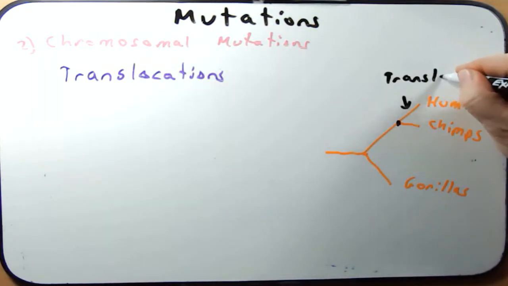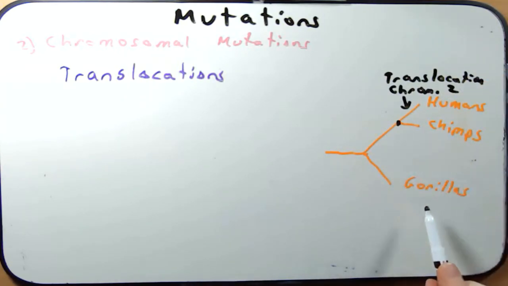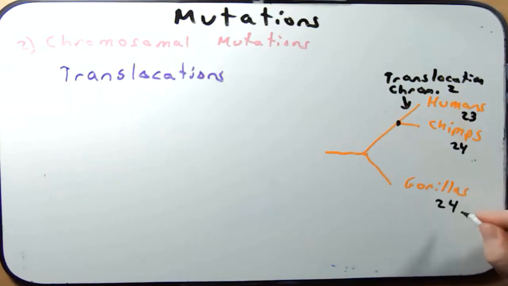So let me write: translocation of chromosome 2. We see it in humans, but we don't see it in chimps, and we don't see it in gorillas. In humans, we have 23 pairs of chromosomes. Chimps have 24, and gorillas have 24 pairs of chromosomes. That's because of this translocation event.